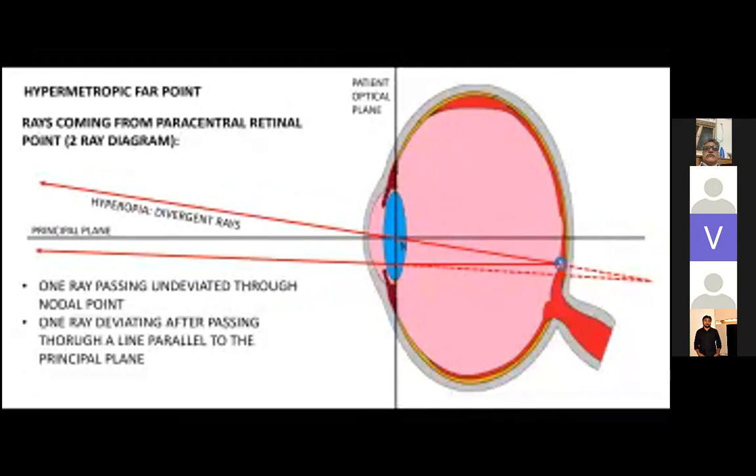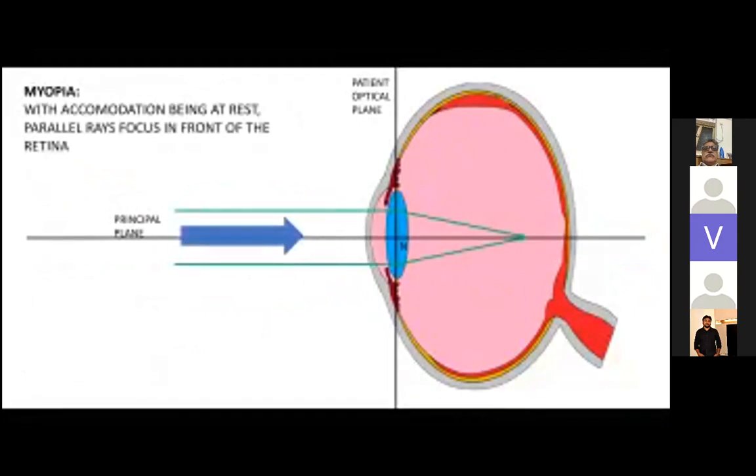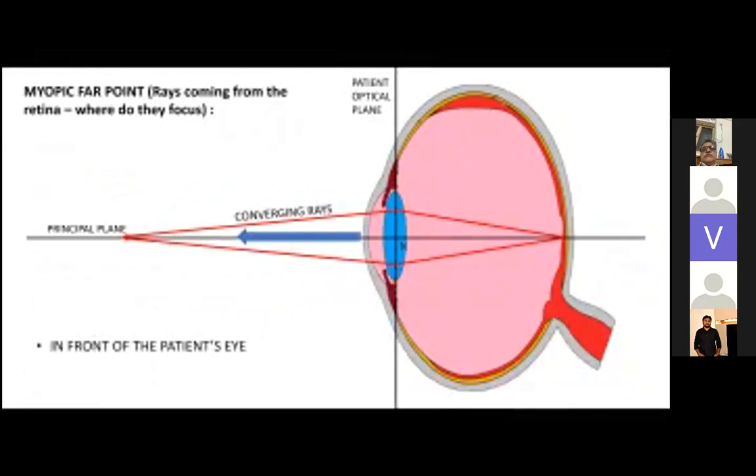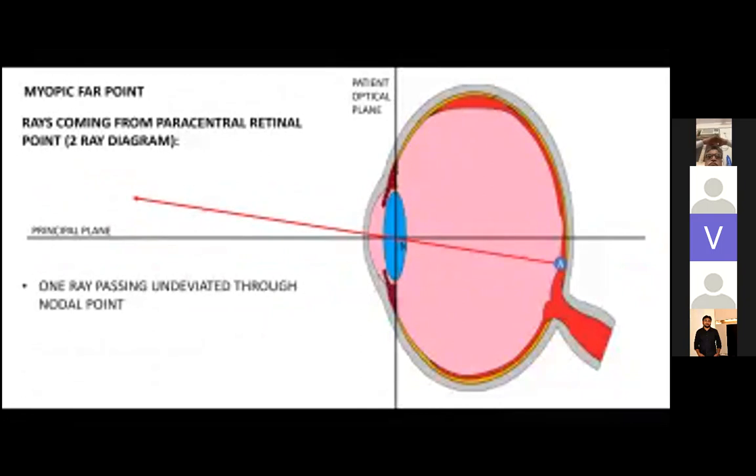And we see the far point behind. Similarly, for myopia, the rays that come into the eye focus in front of the retina, and the rays coming out from the retina are convergent rays. So the far point of a myopic patient is in front of the patient's eye. Again, the two-ray diagram is somewhat like this.